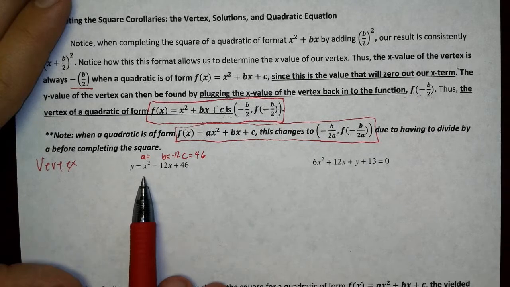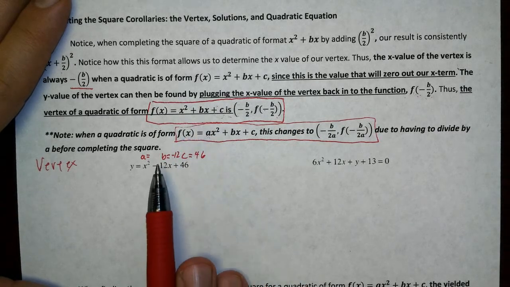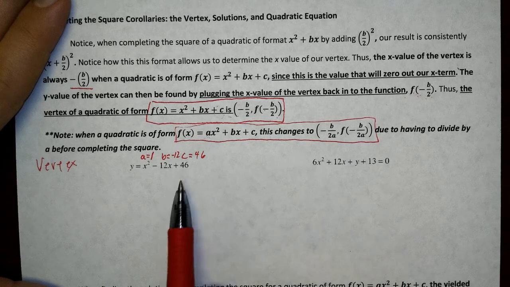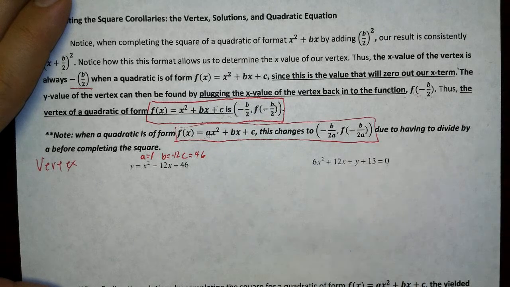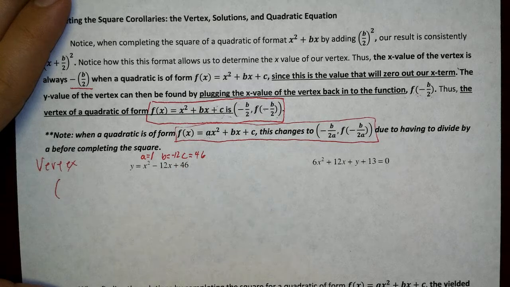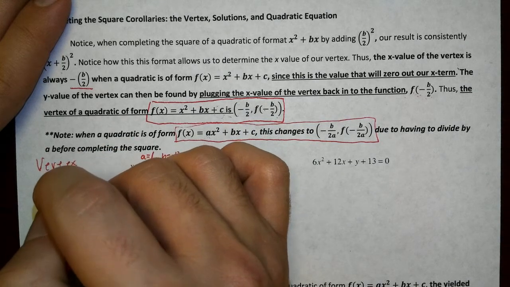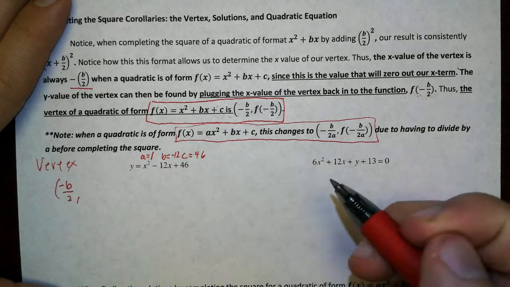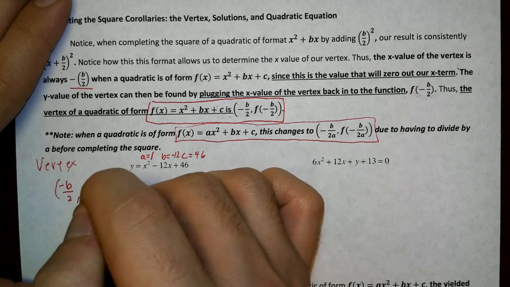Now we know that once we have it in this format, and it's actually in this format, so we don't even have to include the A, which is equal to 1, that we can just go ahead and plug it into this. Okay, so our vertex is then going to be, and let's write this general equation, this general extrapolation, negative b divided by 2, comma, f of negative b divided by 2.